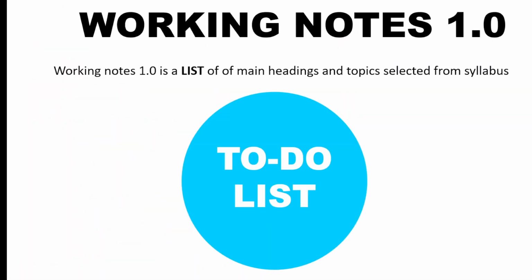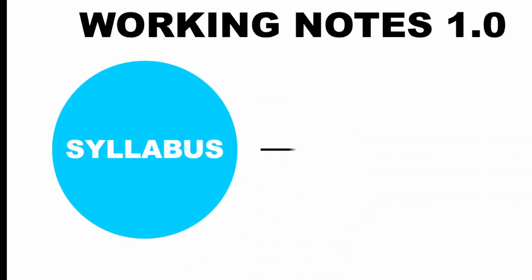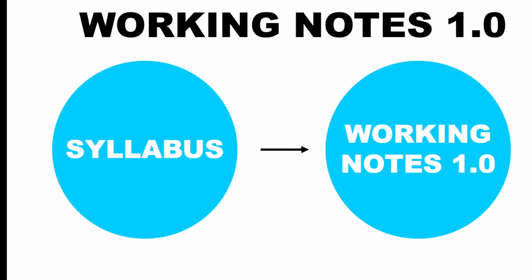And yeah, we have to form our working notes. So the first step is that we have to go to our syllabus and form working notes 1.0. That is our to-do list. Yep, that is our first step. You go to the syllabus and you copy and paste that in a document called working notes. Cool, fine. Okay, then we come to our outline notes.